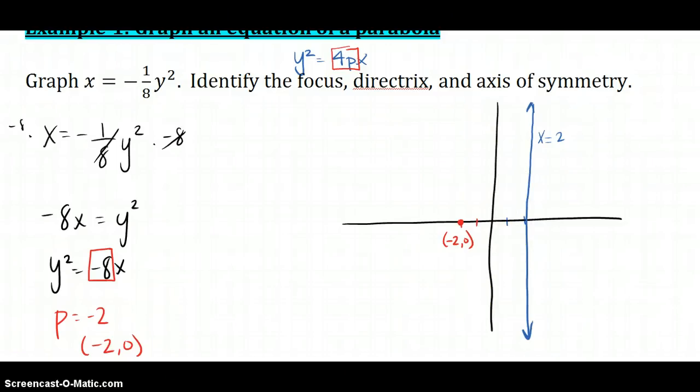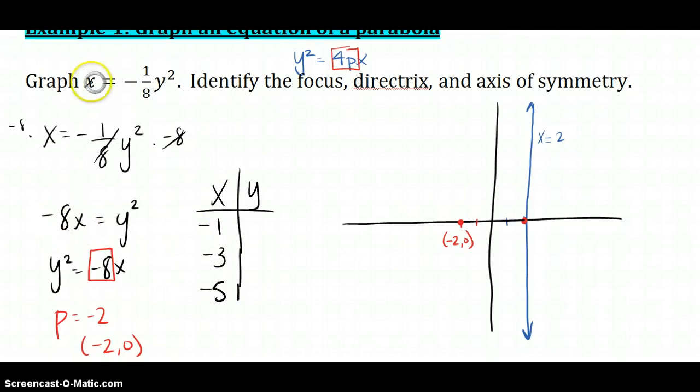So I need some points to graph this. The only point I know is the vertex. I know the vertex of my parabola is going to be right there. But I need some other points, so I'm going to make a quick t-chart. And when I pick my x values, I obviously can't pick anything over here, so I'm going to go with negative numbers. So I'm going to pick like negative 1, negative 3, and negative 5. So when I plug those in for x right here, you can actually plug it into either equation. This one's probably going to be the easiest.